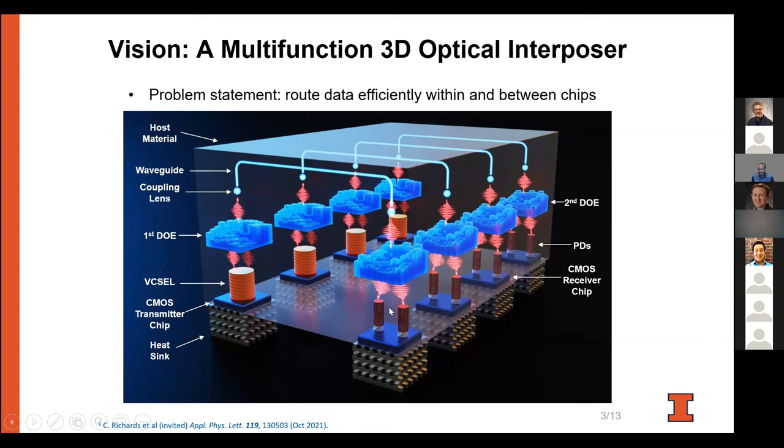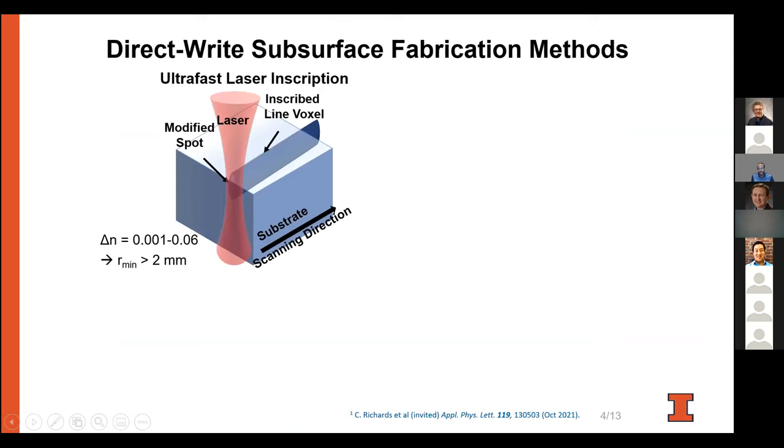In terms of fabrication methods, there's a method known as ultrafast laser inscription, which has been around for at least two decades. In this method, you take a focused laser beam and modify the material properties of the glass substrate, so you can write structures such as line voxels. The challenge with this method is that the index contrast you can achieve by modifying the glass is rather tiny, on the order of 10 to the minus 3 up to about 0.06.